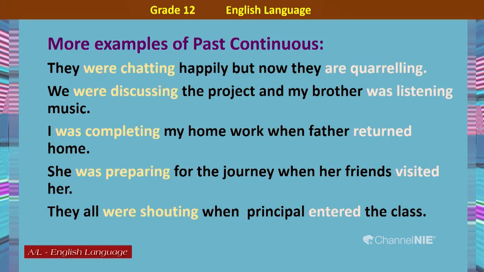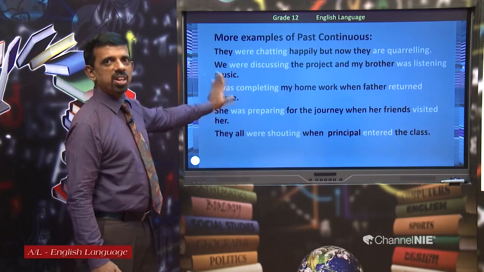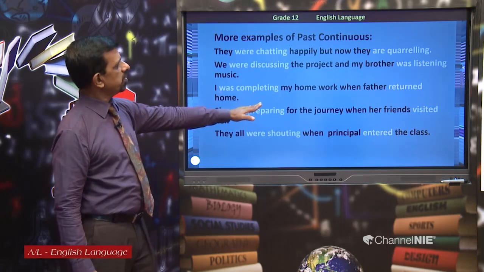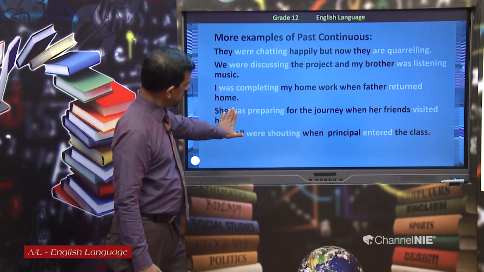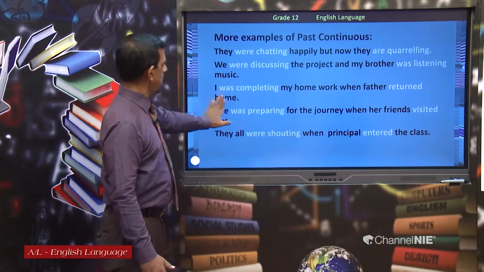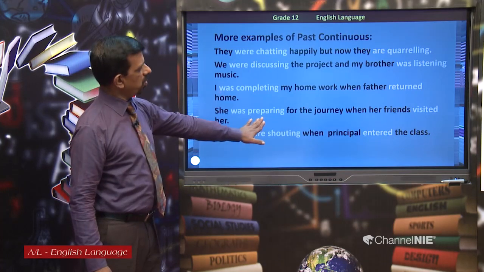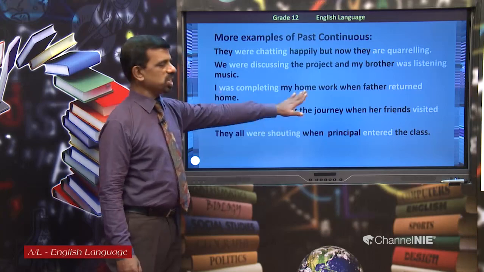Third one, I was completing my homework when father returned home. This sentence shows the movement of action. So one action is continuing, other action completed. Father returned home. When father returned home, I was completing my homework. She was preparing for the journey when her friends visited her. It is also very much similar. One action is continuing, other action completed. They all were shouting when principal entered the class. So they were shouting and principal entered the class.